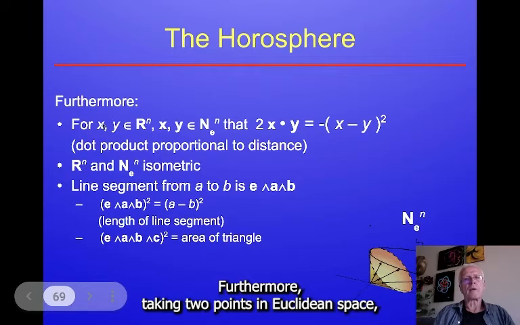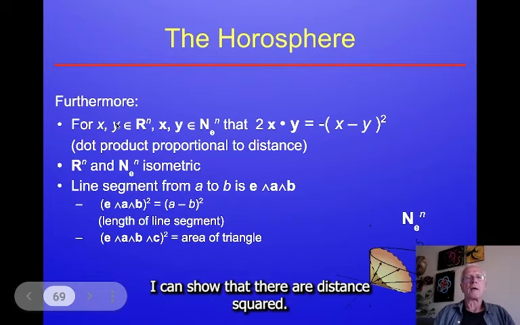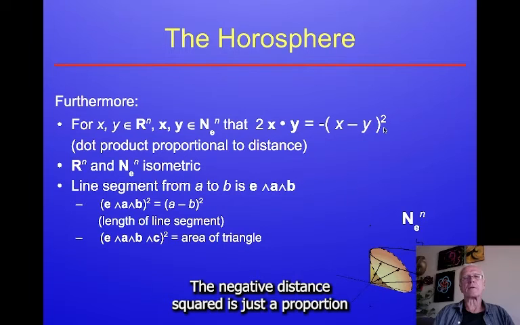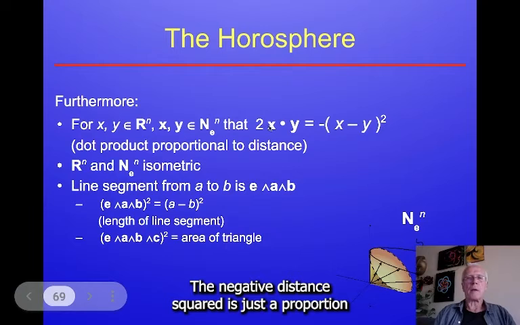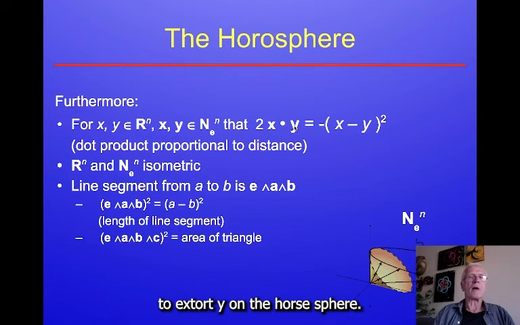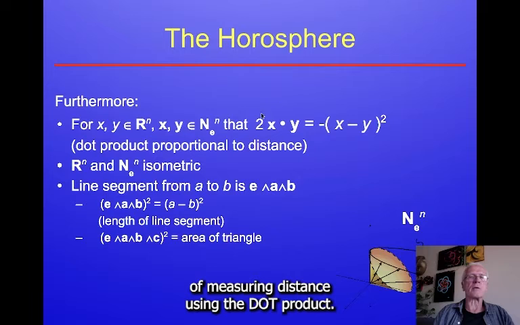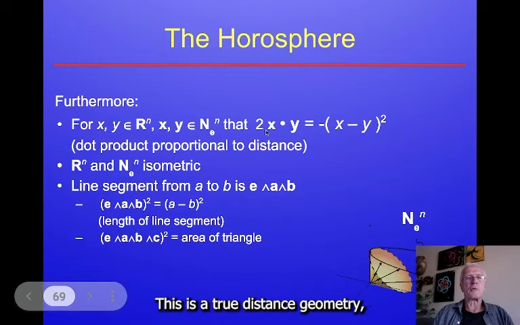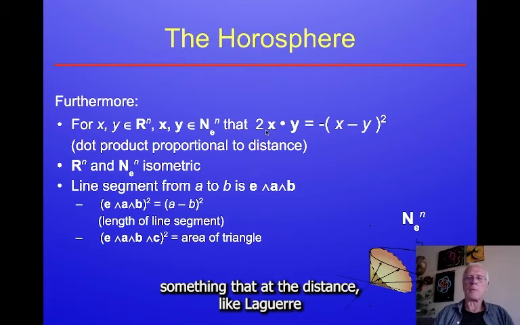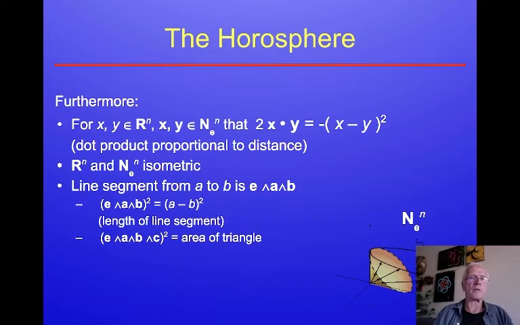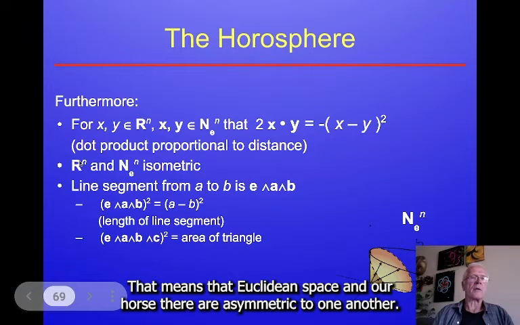Furthermore, taking two points in Euclidean space, I can show that the negative of their distance squared is proportional to x dot y on the horosphere. In other words, we have come up with a way of measuring distance using the dot product. This is a true distance geometry, something that mathematicians like Laguerre and others have been searching for in history. That means that Euclidean space and our horosphere are isometric to one another.